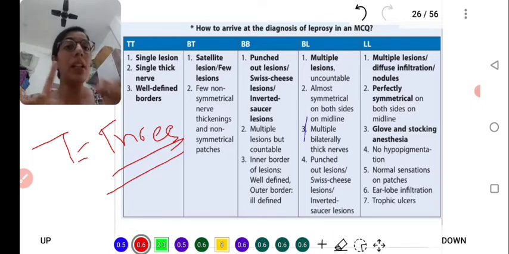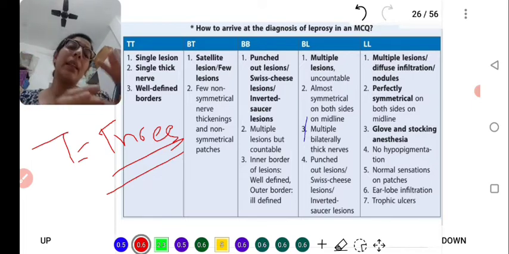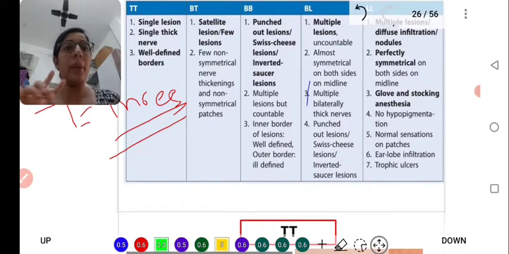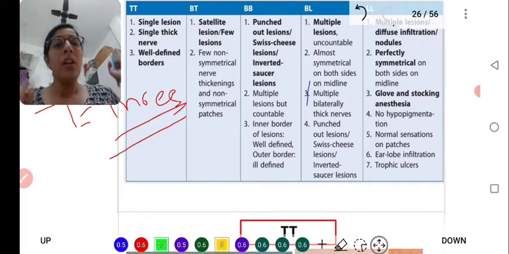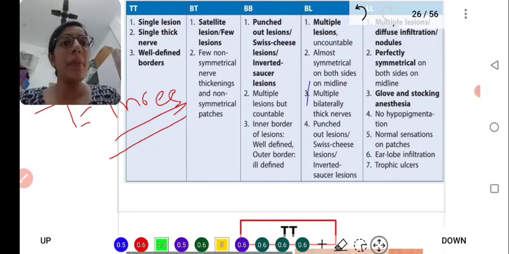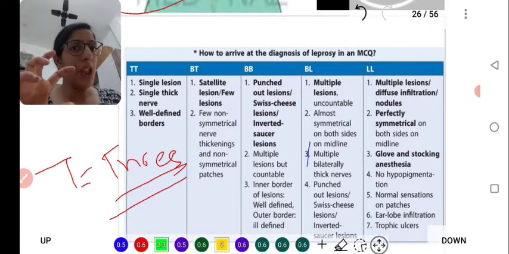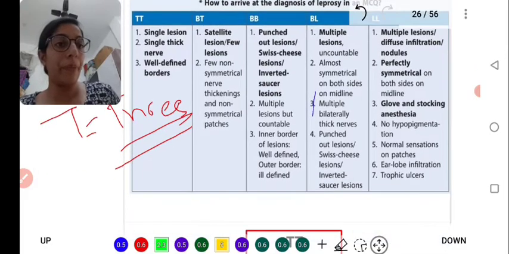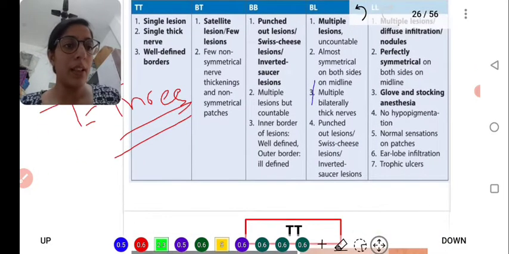Everything is going to be single: single lesion, single nerve, and a well-defined lesion. Sometimes the borders are not so clear, but when everything is single and well defined, then this is known as tuberculoid. Second is BT. We already saw the image of BT in the past lecture. That is a single well-defined lesion with small hyperpigmented lesions around it, which are known as satellite lesions.